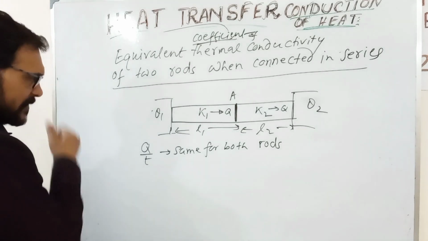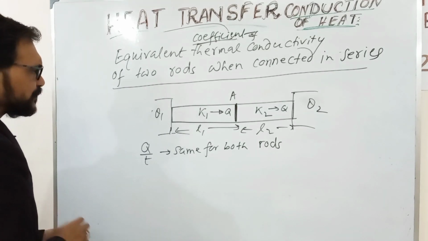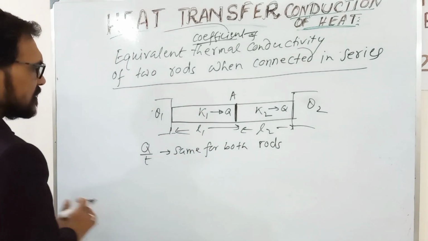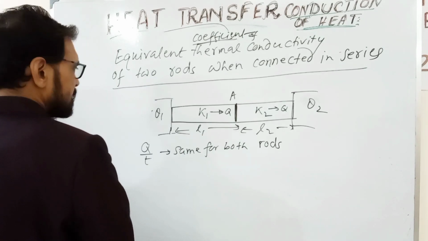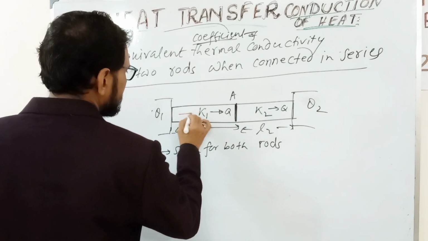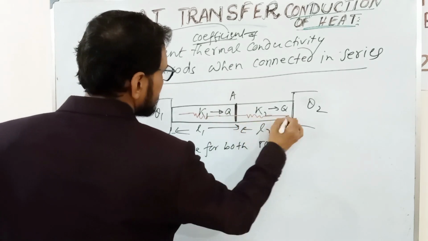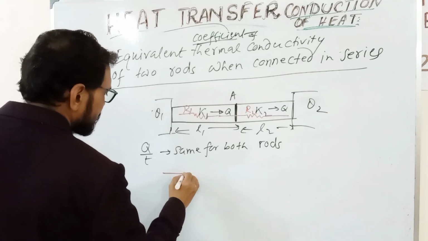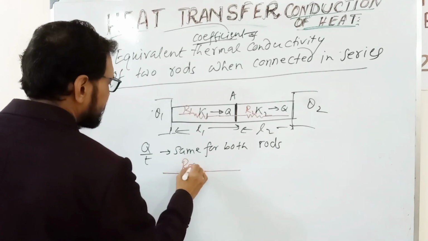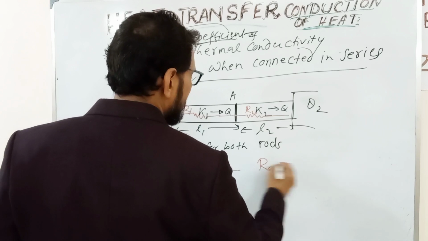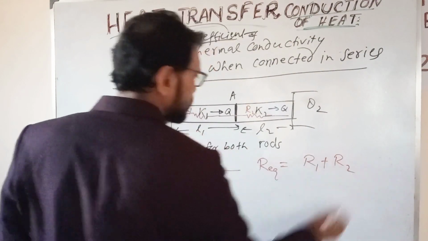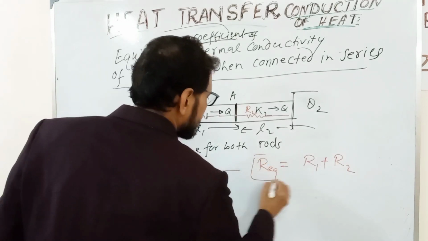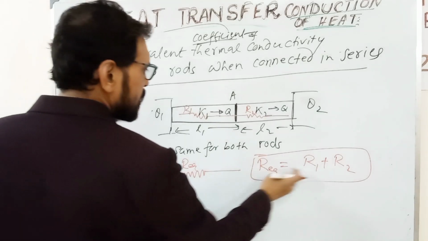Now what is the equivalent thermal conductivity? To find it, compare with an electric circuit. Suppose this rod is a resistance R1 and this rod is a resistance R2. We know that for electric resistance, R equivalent equals R1 plus R2.